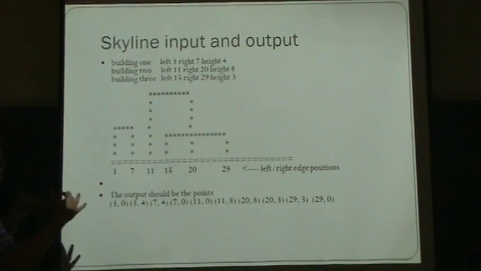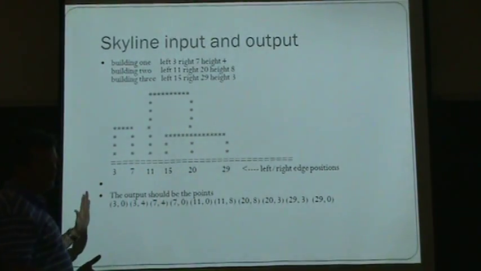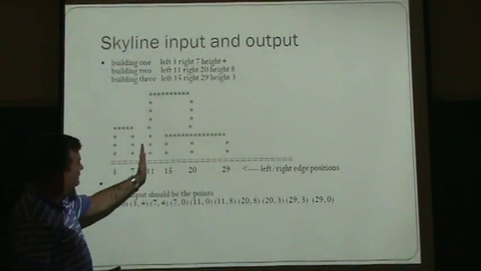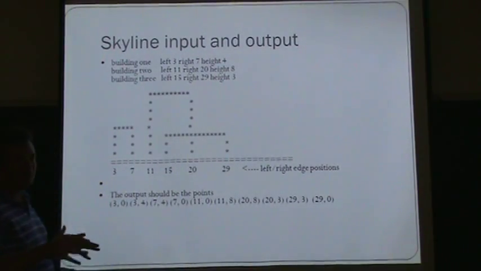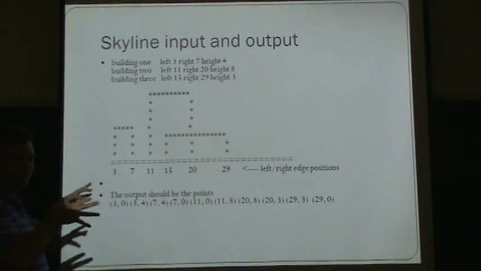Well, first of all, if the buildings couldn't overlap, it would be a pretty easy question, right? You would read the first building and print it out. Then you would read the second building and print it out, read the third. As long as they don't overlap, it's just read a building, print it out. The problem is they start overlapping.